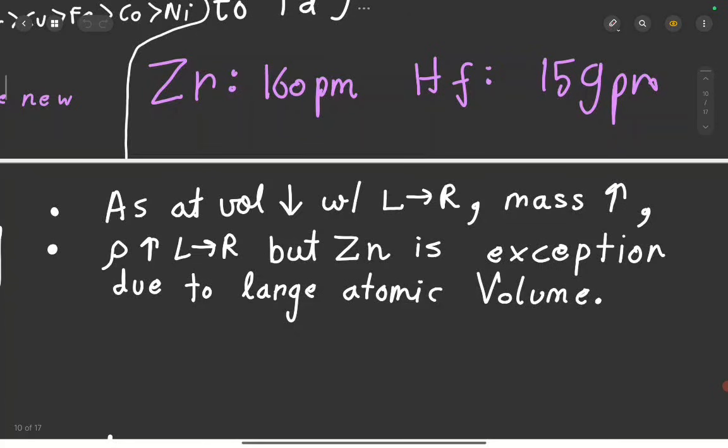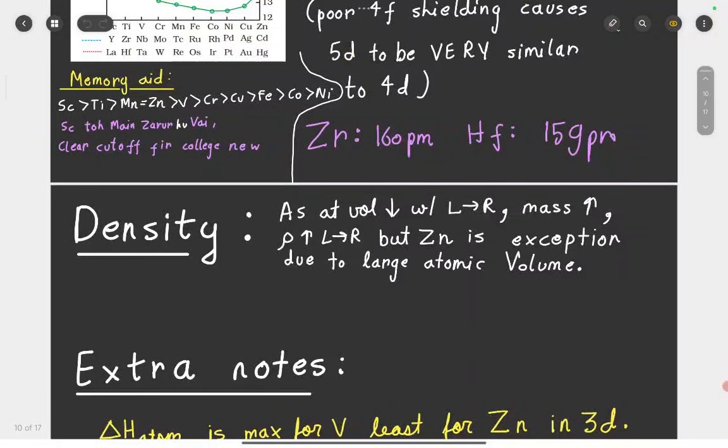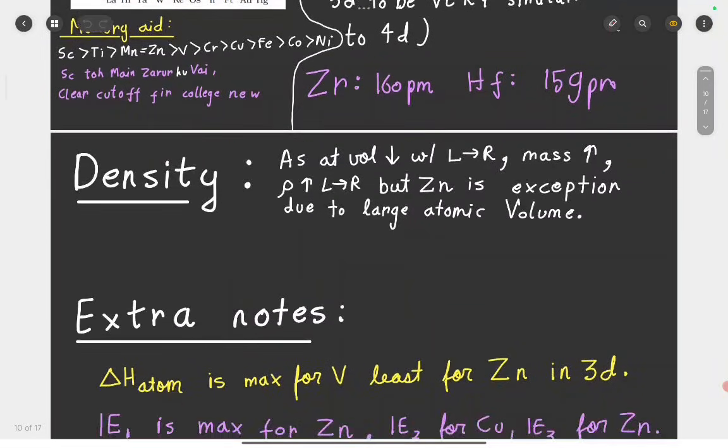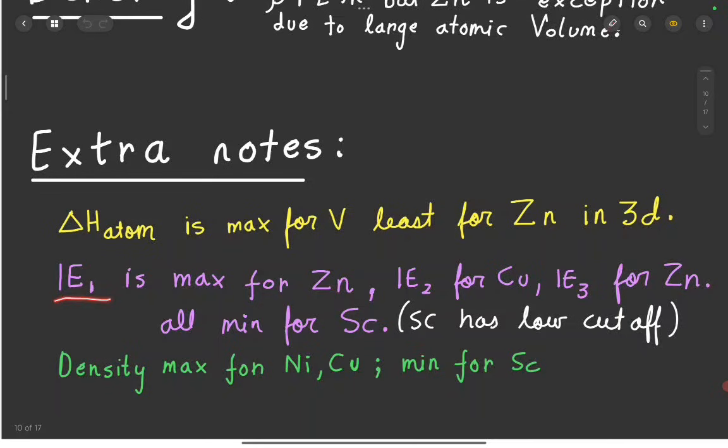Density increases left to right very evidently, but zinc is an exception because it has large atomic volume. Basically, the density of zinc falls below that of cobalt and nickel. And these are extra points the NCERT mentioned: enthalpy of atomization is maximum for vanadium, and it is least for zinc in the 3d series. First and third ionization enthalpies are maximum for zinc, and the second one is maximum for copper.